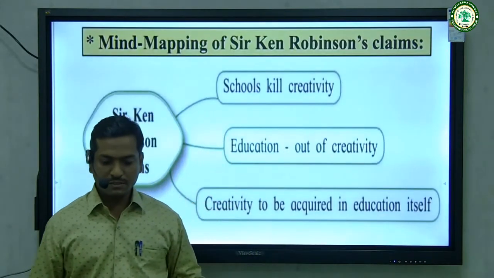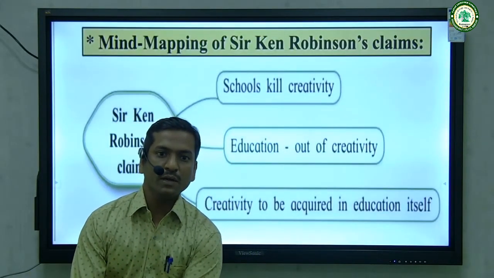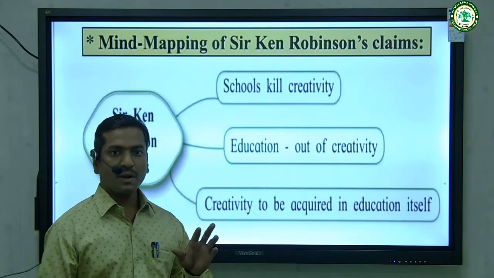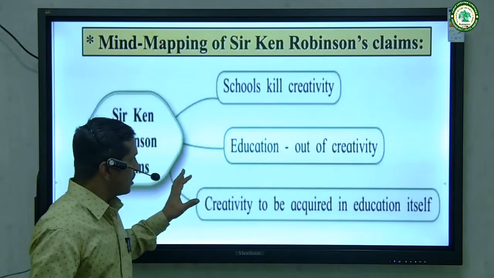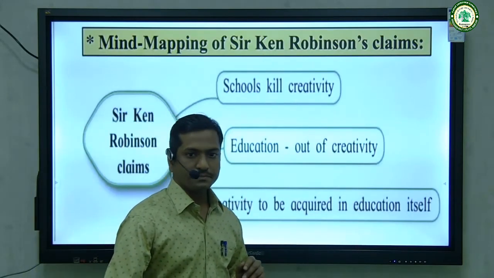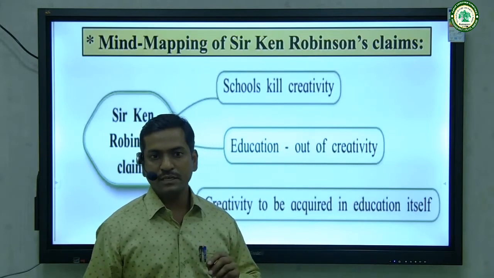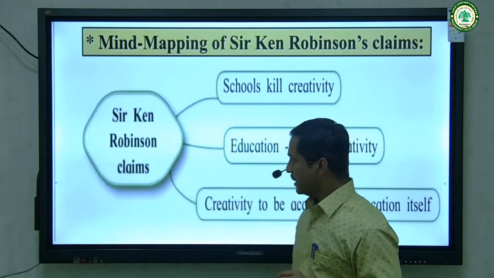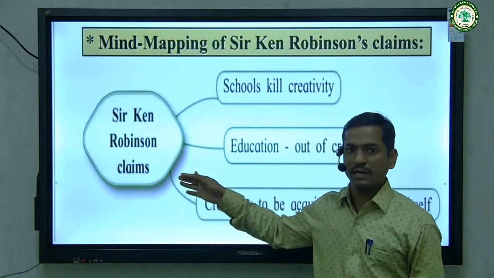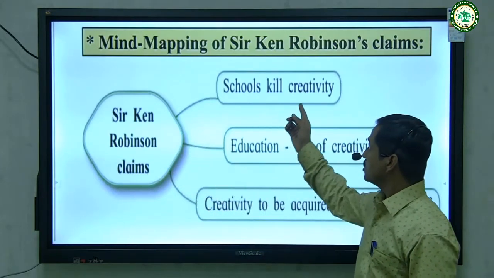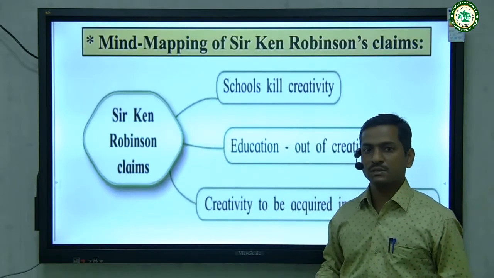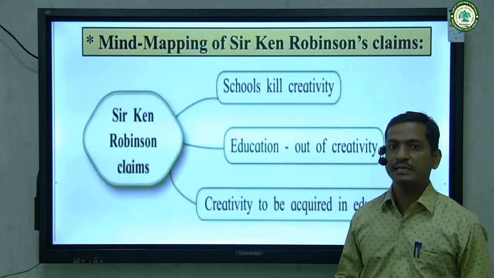So let us go further and look at one of the claims given in our textbook. It is about mind mapping. It is also a small kind of mind map. Ken Robinson, one of the educationalists, gave particular claims about creativity. He says that schools kill creativity.